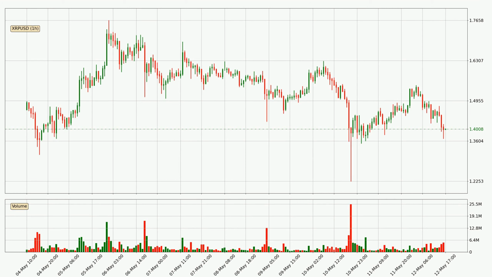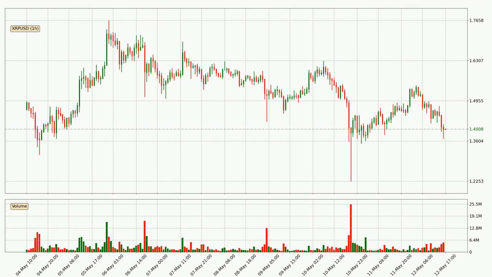Looking at the hourly time frame for Ripple, the price rapidly went down around 5.1% in the last 24 hours, with a current price of 1.4. On the other hand, this move wasn't very strong because the volume wasn't very high.